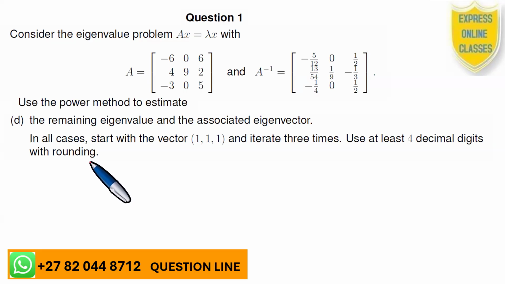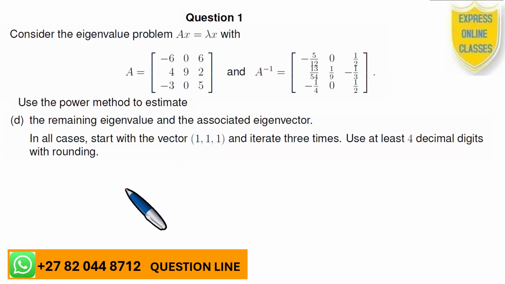But now, at this point, if we are looking at question one and you consider the eigenvalue problem, Ax equals lambda x, A equals the matrix given, and its inverse, the inverse of the matrix A, is as given. Use the power method to estimate the remaining eigenvalue and the associated eigenvector. All cases start with the vector 1, 1, and 1 and iterate 3 times. Use at least 4 decimal digits with rounding.